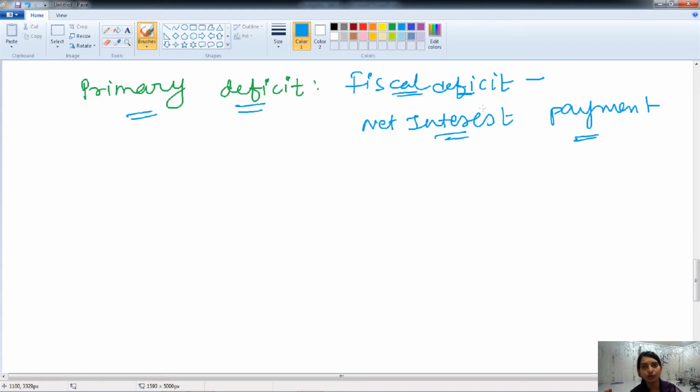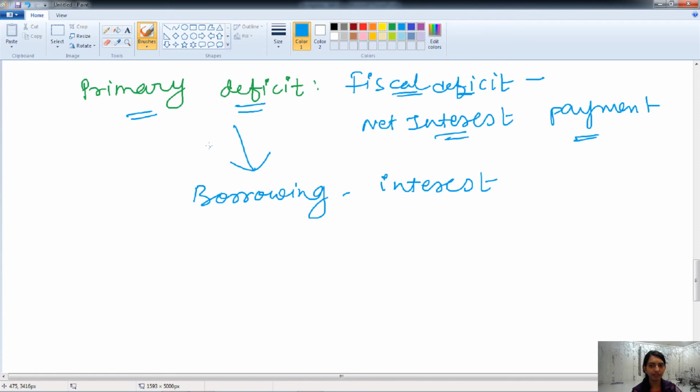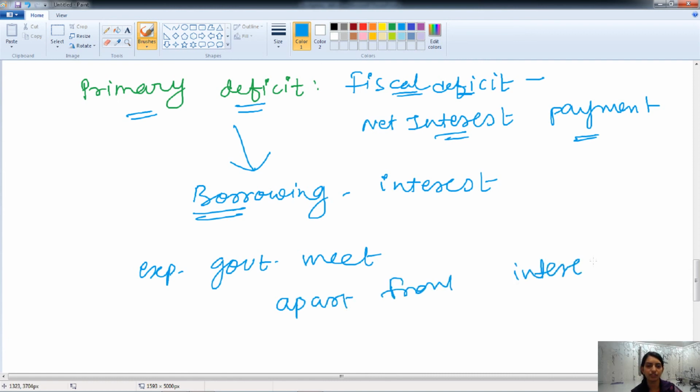And fiscal deficit is the amount of the borrowing. We have said that fiscal deficit is the borrowings, and borrowings over here is inclusive of the interest amount. So when we deduct interest from the borrowing, we get the amount of the primary deficit. Here the primary deficit shows how much of the government borrowing is going to meet the expenses apart from the interest payment. That is known as the primary deficit.